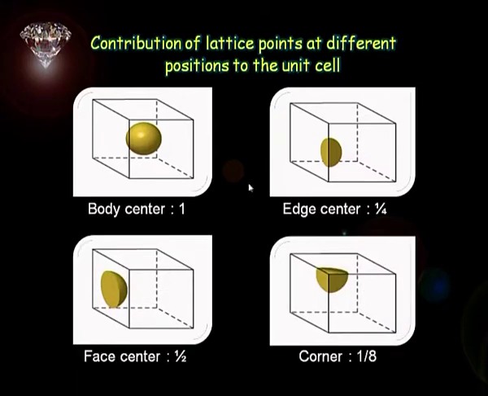Okay. So, in summary, if you have a lattice point at the body center, that belongs to the unit cell per se, so the contribution is full, just 1. If it is edge center, it is 1/4, face center it is 1/2, for corner it is 1/8. That means, these are the contributions of the lattice points at different positions in the unit cell. Now, on the basis of this, let us try to compute the lattice points per cubic unit cell.